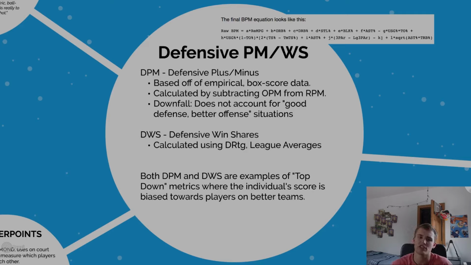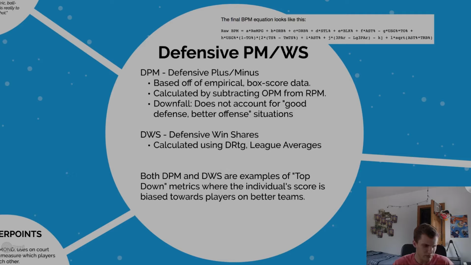And the same can kind of be said for defensive win shares. It's calculated using defensive rating and league averages for points per game and pace and stuff like that. And the general point that I'd like to make for both of these stats is that they're both top-down metrics, meaning that the individual's score is really biased towards players that are on better teams. Or in other words, the individual's performance is really derived from the performance of the unit, like the five-man lineup.